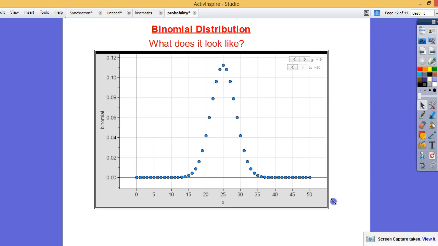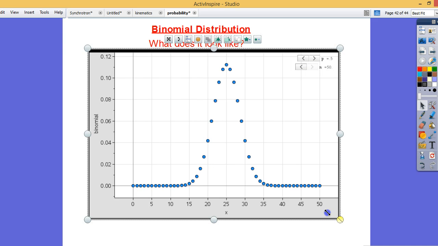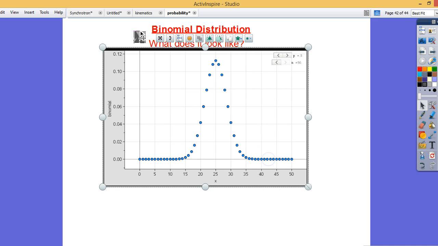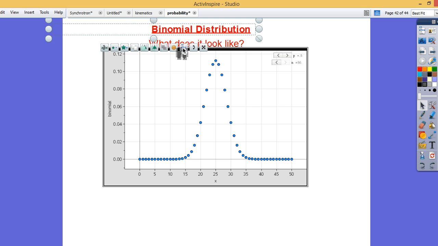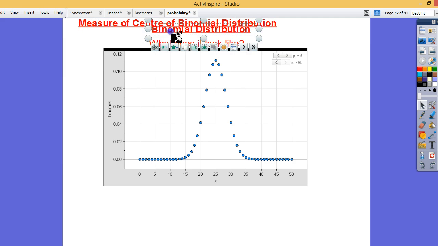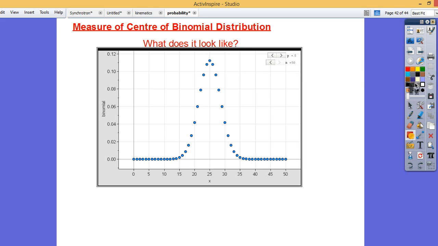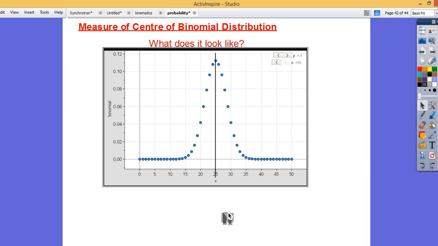There it is. Now, why is that helpful? Well, I can find some things about it now. For instance, I might want to know a little bit about the measure of center of my binomial distribution and spread. And I can see a bit of a trend here in the middle. This is like an expectation value right there. This is the mean, being the peak of my probability.